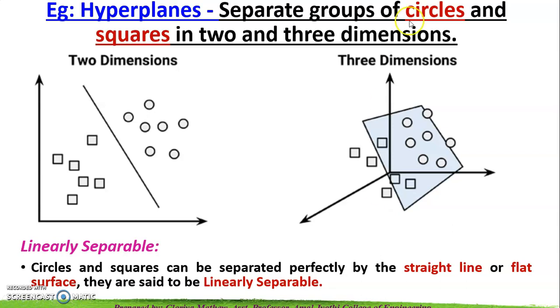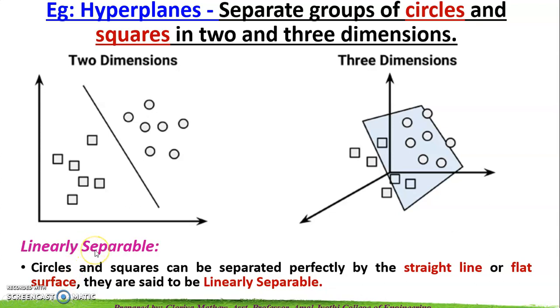For example, a hyperplane separates groups of circles and squares in two and three dimensions. Consider these two figures. This figure represents the two-dimensional classification, and this represents the three-dimensional classification of objects. In this diagram, this is the hyperplane. This hyperplane will separate the group of circle objects and the square objects into two classes by using this straight line. Whereas in the three-dimensional case, the circles and squares are classified by using a flat surface.